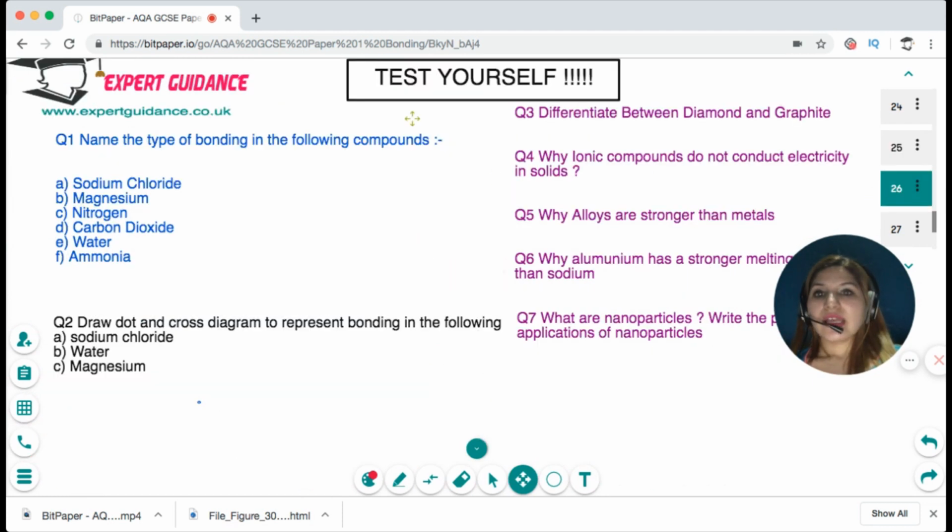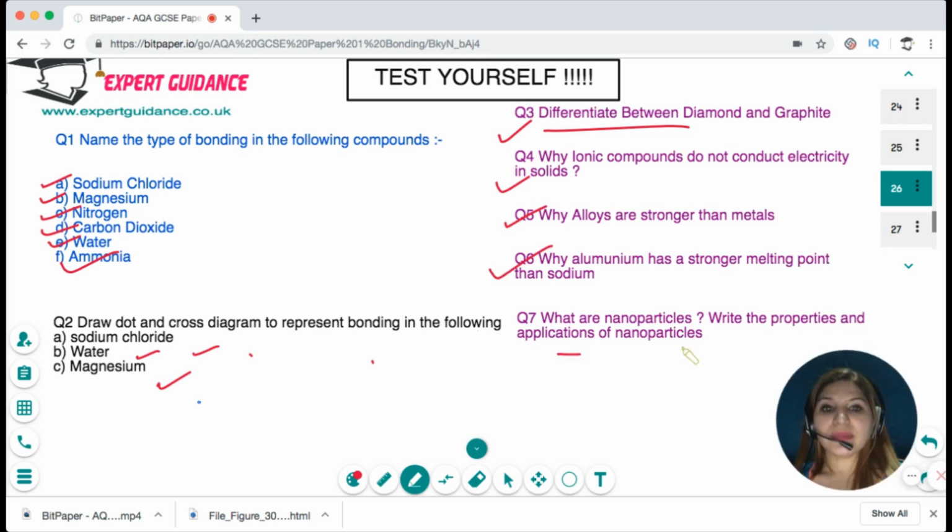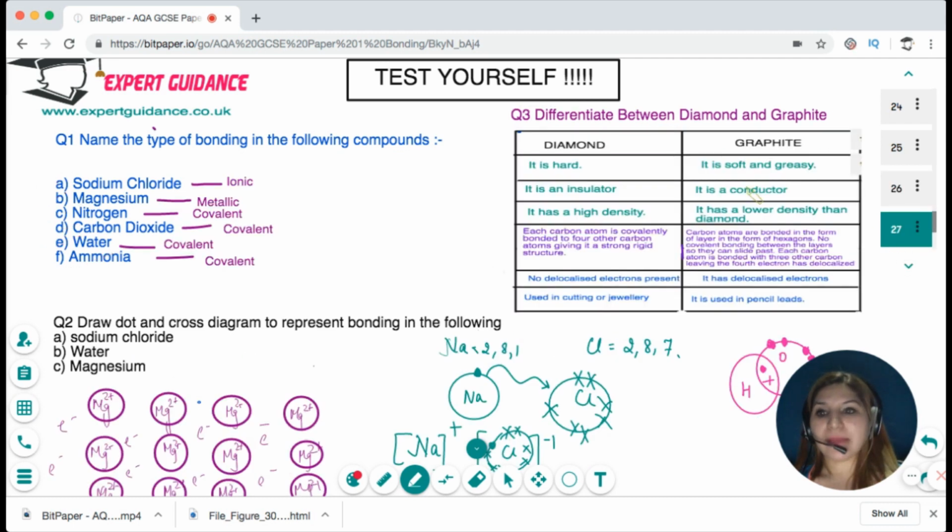Next is test yourself. You need to name the type of bonding in sodium chloride, magnesium, nitrogen, carbon dioxide, water, and ammonia. Draw dot and cross diagrams to represent sodium chloride, water, and magnesium. Differentiate between diamond and graphite. Why do ionic compounds not conduct electricity in solid? Why are alloys stronger than metals? Why does aluminium have a higher melting point than sodium? And what are nanoparticles? Give their properties and applications.